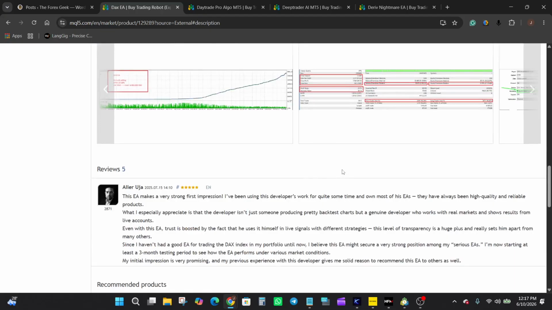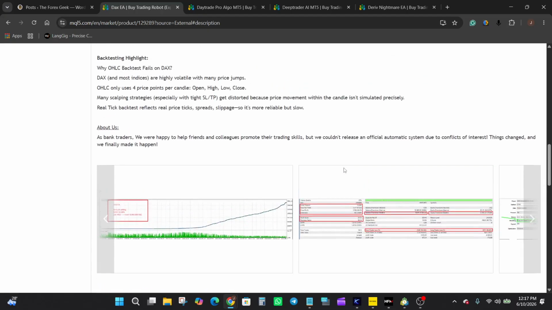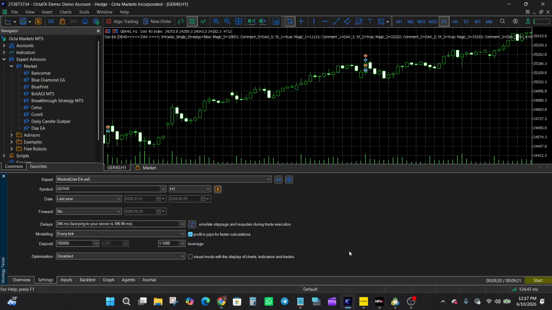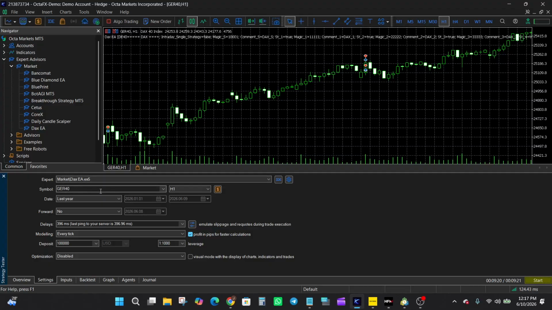But let's just head over to our strategy tester to see how the EA performs over the past 5 months using recent market data. So we are testing the DAX EA on GER40, which is one of the recommended symbols, of course, H1 time frame from the beginning of this year till date. And then for the delays, we are using the last ping to the server, every tick modeling as recommended.